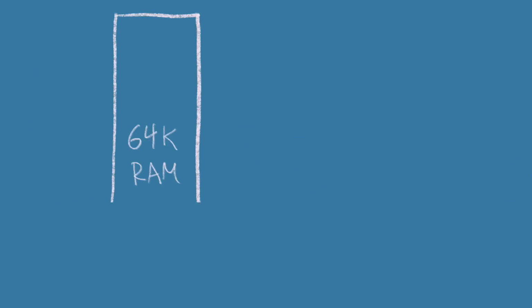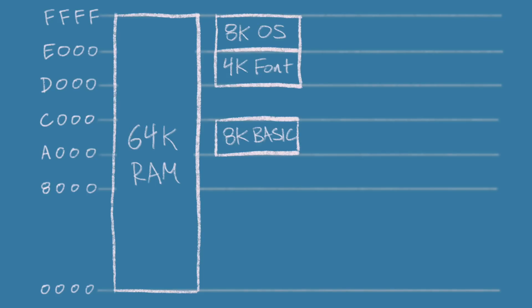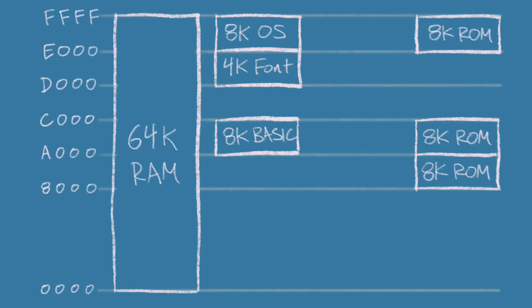See, the computer gets its name from the fact that it has 64K, or kilobytes, of usable RAM, enough to fill up the computer's entire 16-bit address space. But on top of that, there's also 20K of built-in ROM, up to 16K of expansion ROM, plus another 4K set aside for video memory and I/O registers.